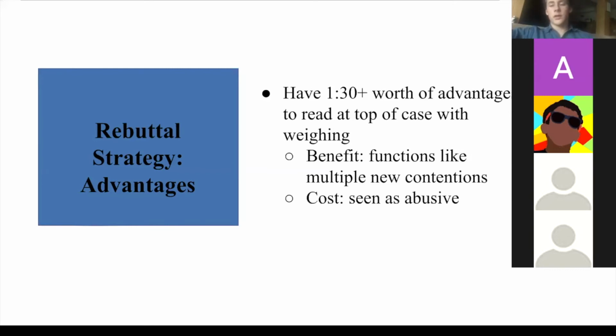The cost, one of them, is that it is seen as abusive by a lot of judges, so you got to pick who you do this in front of a little bit carefully. Another cost is that spending a lot of time just reading straight up independent positions can and does trade off with however much time you can afford to spend responding to the nuances and the specifics of the constructive.